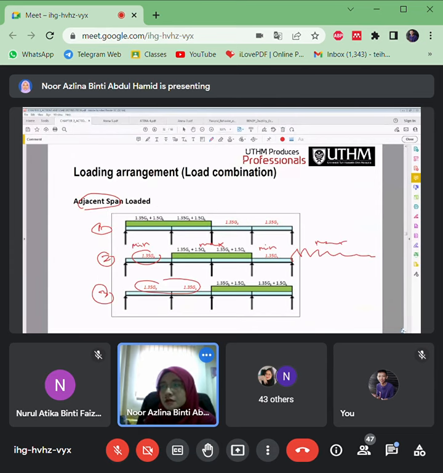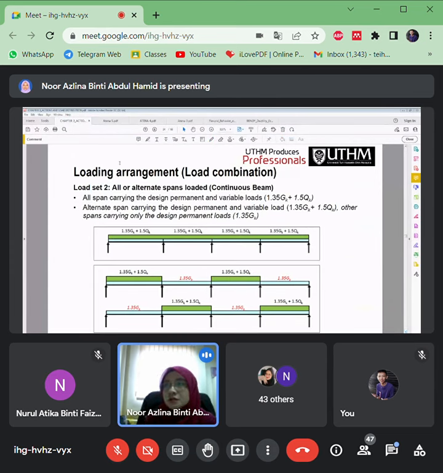So for load set 2, these are samples of the patterns. The first case, we load the maximum load for the whole spans. Then the second case is for alternate. This is for all loaded. For the alternate, it can be arranged by these two types here: start with the maximum, minimums, ataupun start with the minimum, then continue with the maximums and so on.